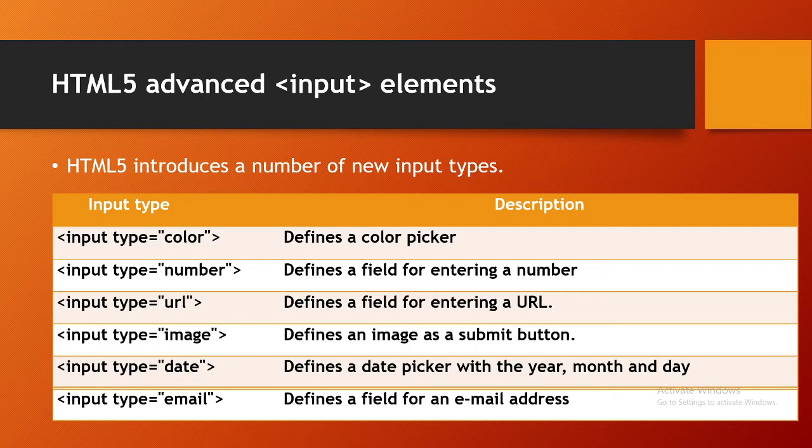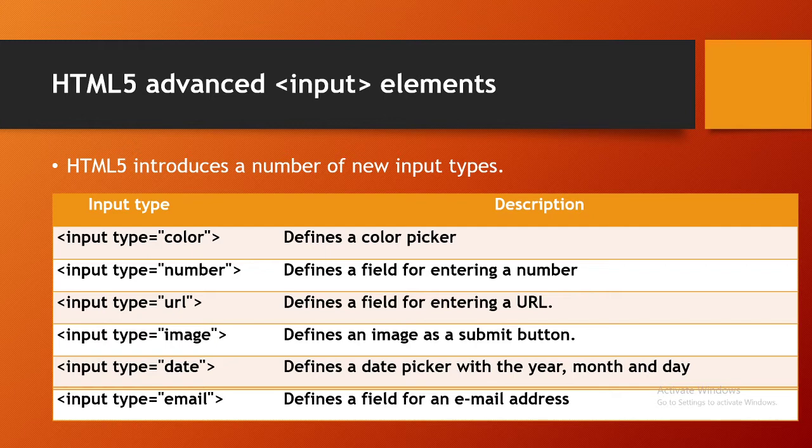Next, input type is equal to number. It defines a field for entering number. Then, input type is equal to URL. It defines a field for entering URL. Next, input type is equal to image. It defines an image as a submit button. Next, input type is equal to date. It defines a date picker with year, month and day.